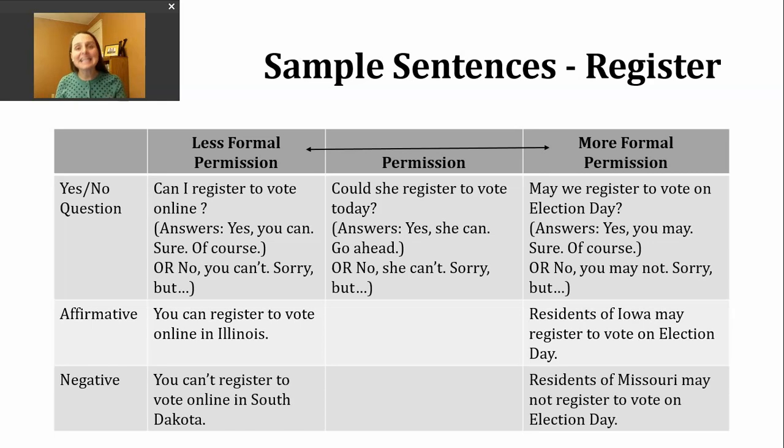Okay. The second example of a negative statement is residents of Missouri may not register to vote on election day. Okay. We do not have a contraction with may not, so that should always remain two separate words. And again, both of these negative statements are true statements as well.